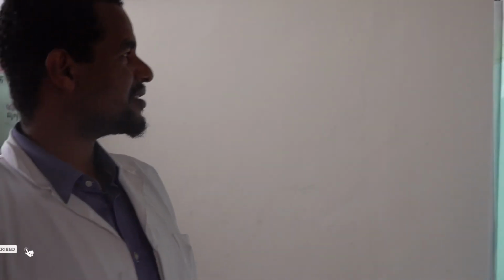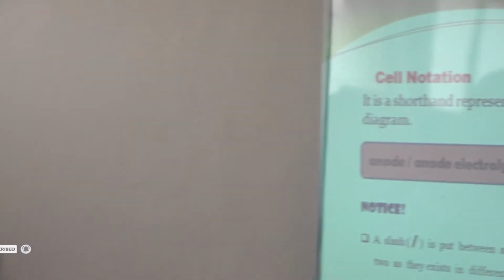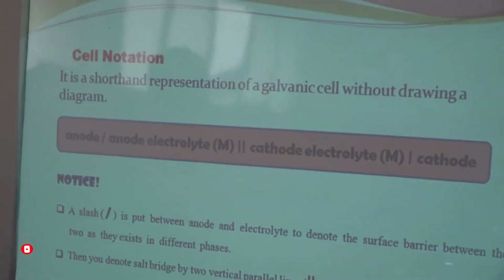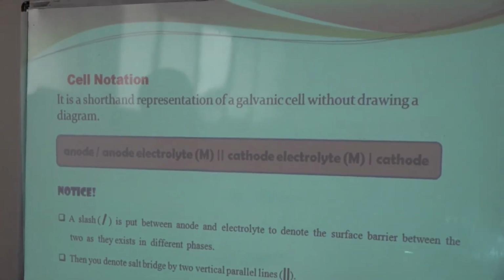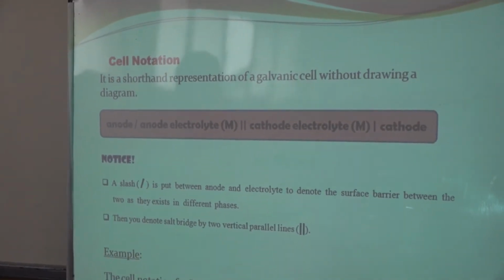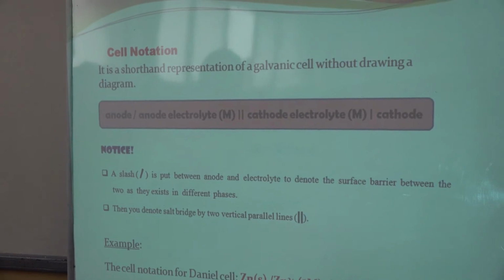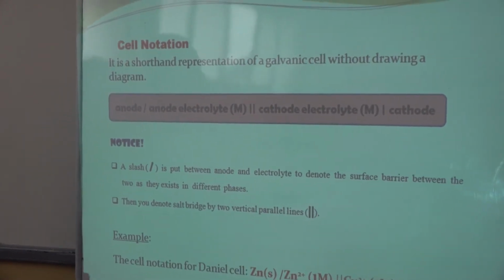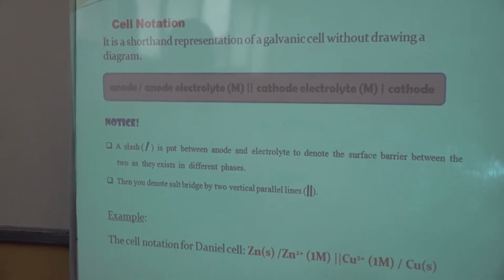Today our lesson is cell notation. Yes, cell notation. What does cell notation mean? It is a systematic representation of a cell without using a diagram. Without using a diagram, which one is anode, which one is cathode? To identify this, we have to use cell notation.